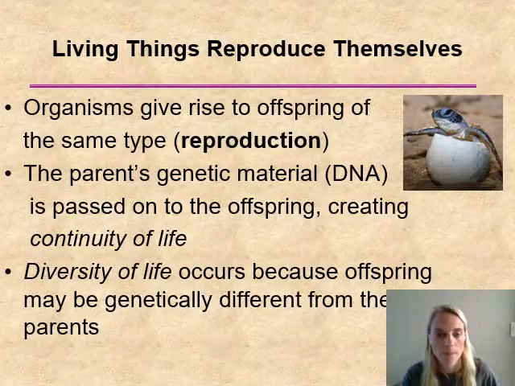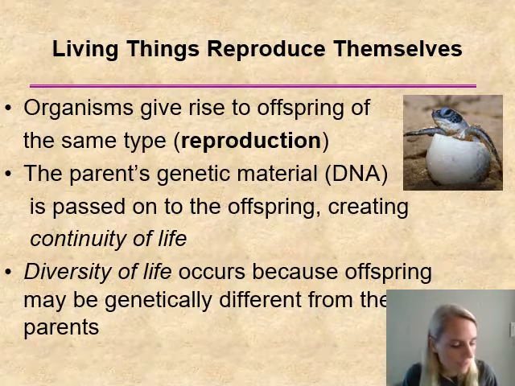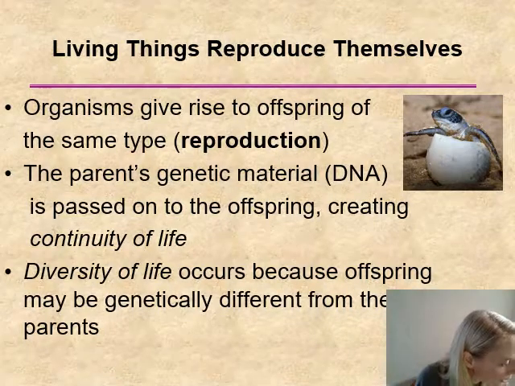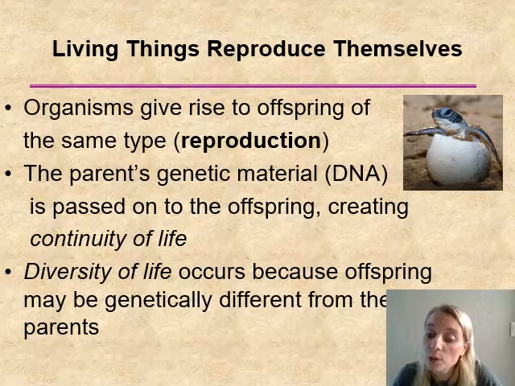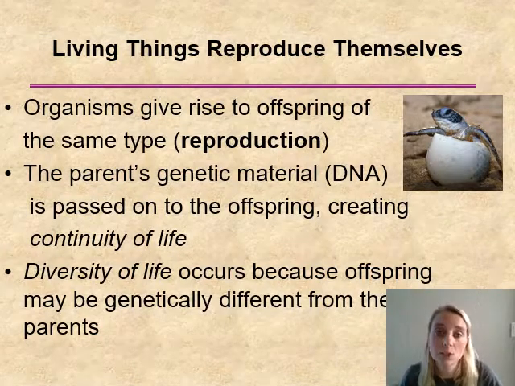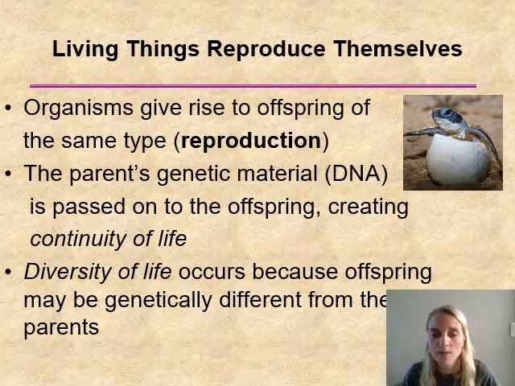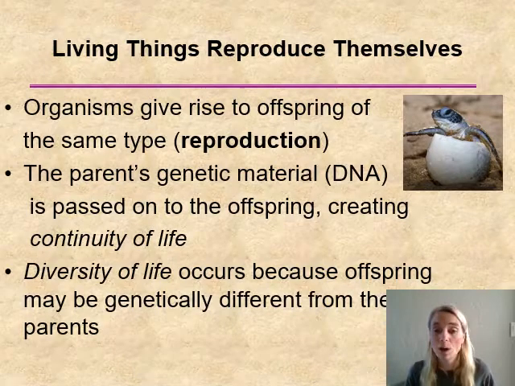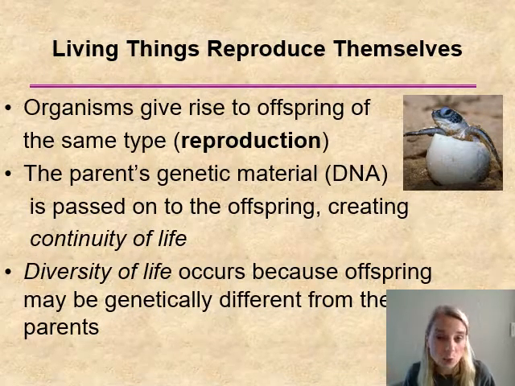Okay. All right, the next characteristic, make sure you're following along. Living things reproduce. There's a driving force in all living things to make more of themselves, to make offspring. This is the process of reproduction. It can happen in lots of different ways, but the two major categories are sexual and asexual reproduction.